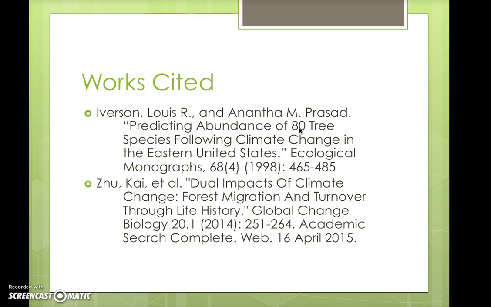So we're excited. The paper "Predicting Abundance of 80 Tree Species Following Climate Change in the Eastern United States" was used to pick tree species that we thought would have the best chance of migrating to a different location. There's a lot of different models out there, but this one was the best that we found, so very helpful there.